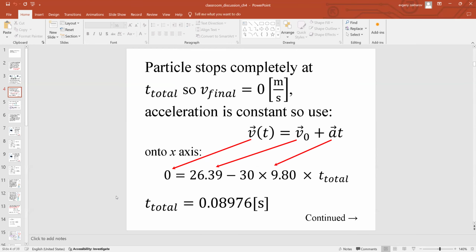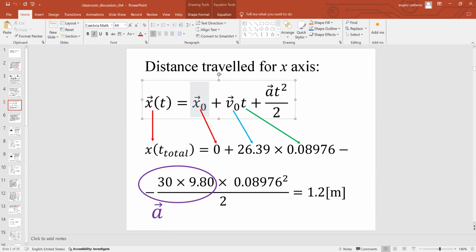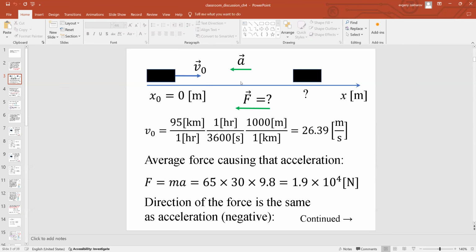So all the steps are shown. We did this before, so nothing new for constant acceleration equations. Just be careful with acceleration being negative this time because we are slowing down. So acceleration is in the opposite direction and its component on the x-axis is negative. Same for force. For force, you have to show direction. Direction is the same as acceleration because Newton's second law says so.